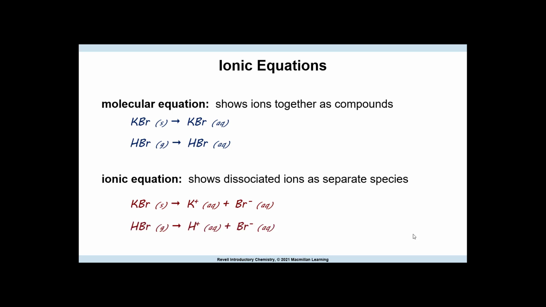For potassium bromide, we can write a molecular equation like this. So you see it has a solid, and it goes from solid to aqueous because it has now been dissolved in the aqueous solution. Or you can write it as ionic, where you see the solid and then it goes into the ions separately where it dissolves, and it shows the dissociated ions as separate species. You can do the same thing for hydrogen bromide. You can write a molecular equation, which means intact, where the compounds are shown together, and the only difference is the phase. Or we can write an ionic equation, which shows the ions separately.